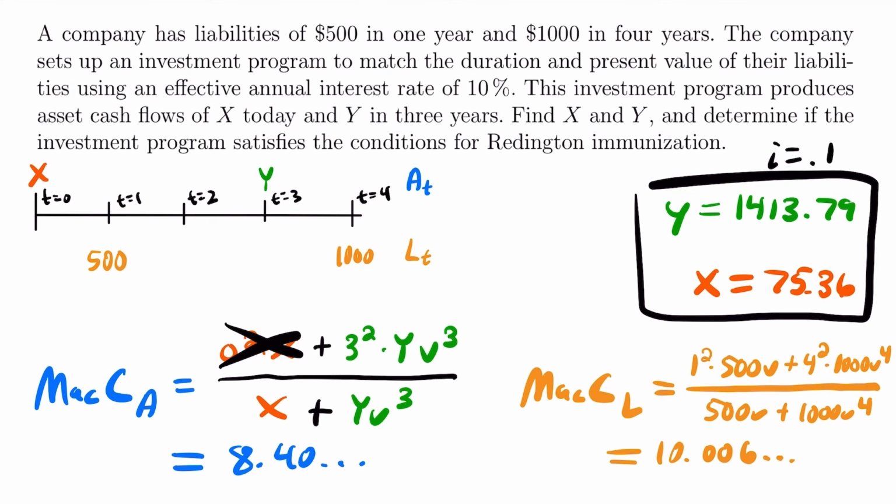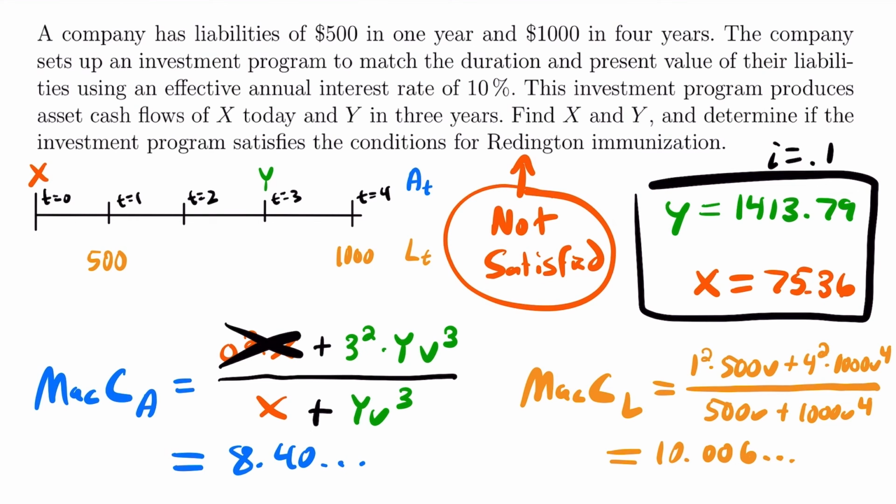So that's a little bit of a problem, which means that unfortunately, this company's investment program does not satisfy the conditions for Redington immunization. All right, so you could write that out if you wanted to. I'm just going to say that it's not satisfied. All right, that's going to be my answer for that part of this problem.